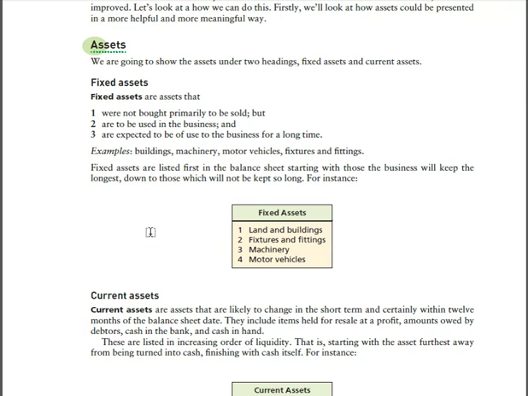So whenever from the trial balance you have different lists of different assets written down, you should always try to use this arrangement to list them in accordance with their length of time, and also the value as well, because generally land and buildings would cost much higher than motor vehicles.